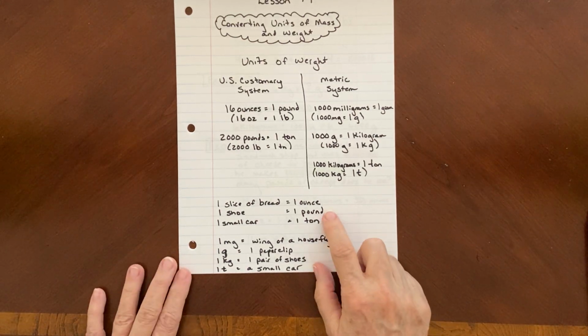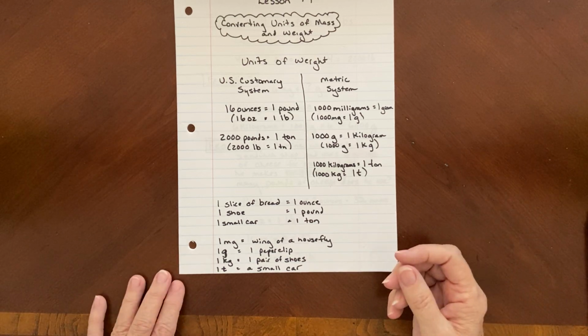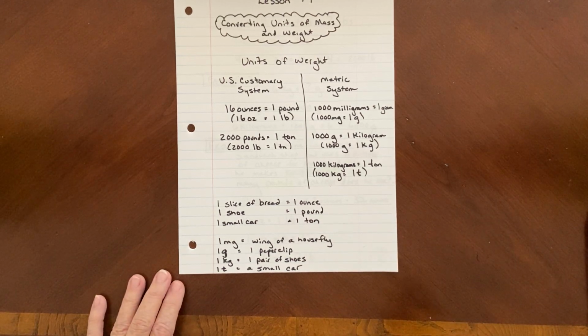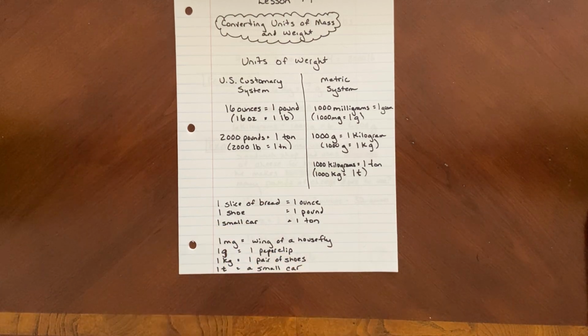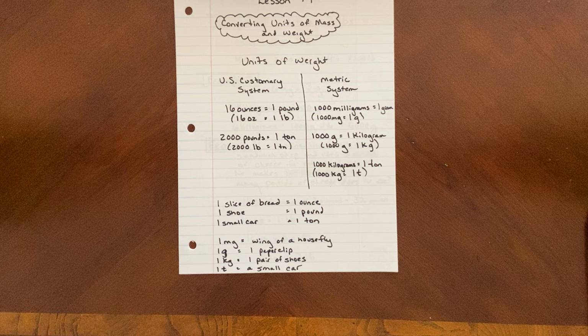1 slice of bread is 1 ounce, more or less, if it's not that real heavy, dense bread with 12 grains and 15,000 things in it. 1 shoe is about 1 pound, if it's kind of a heavyish shoe. 1 small car is about 1 ton.